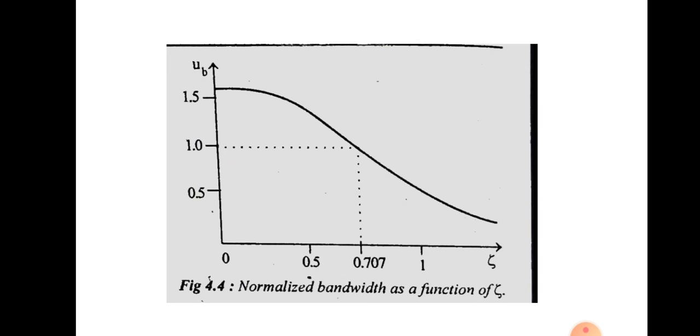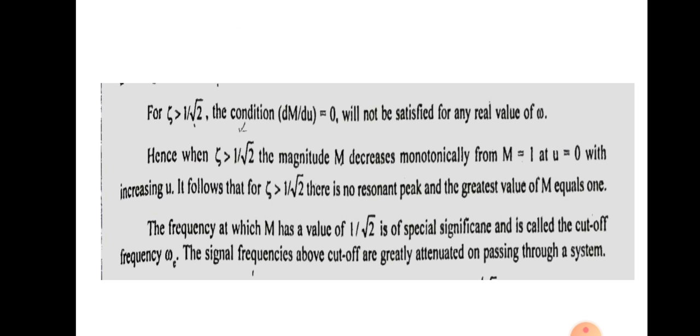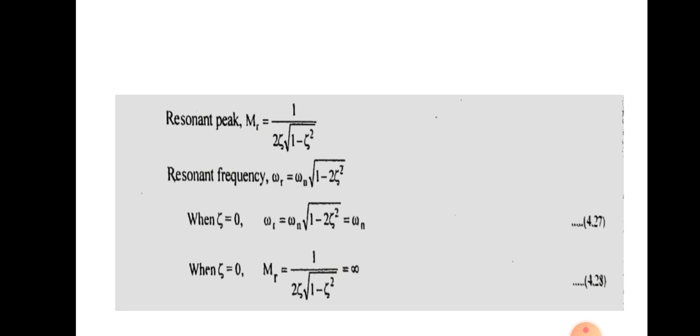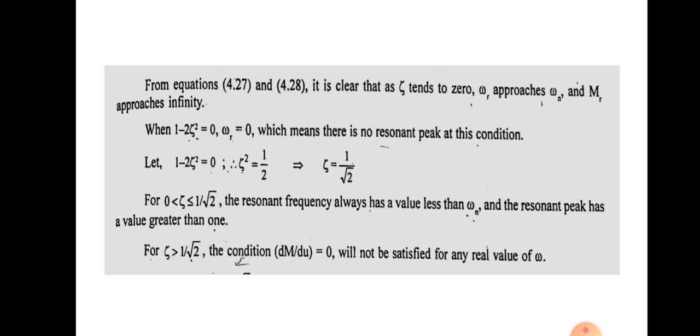Similarly, we know that here there are two equations, we can number them as 4.27 and 4.28. So we can say that when epsilon tends to 0, the resonant frequency approaches omega n and the resonant peak approaches infinity. That is why we are drawing the curve like that, tending to go to infinity.